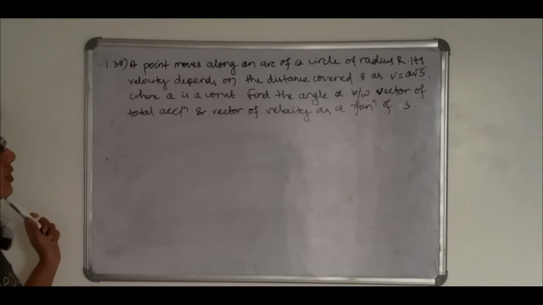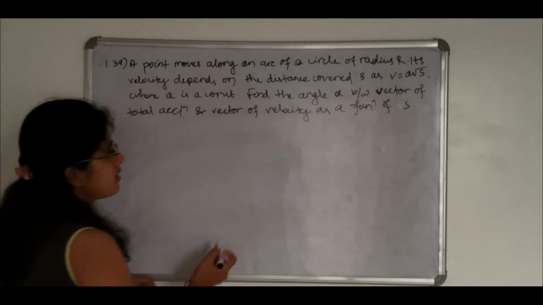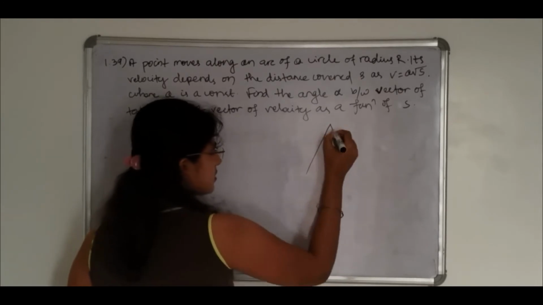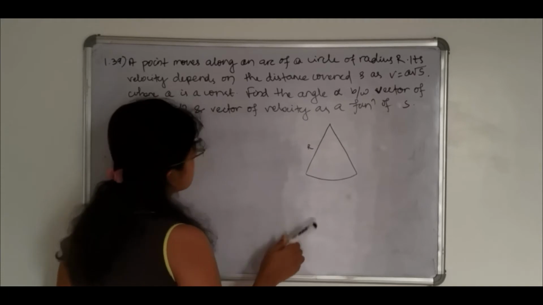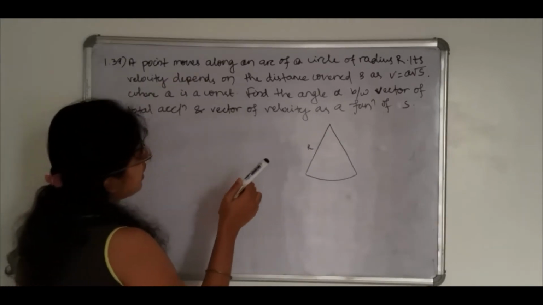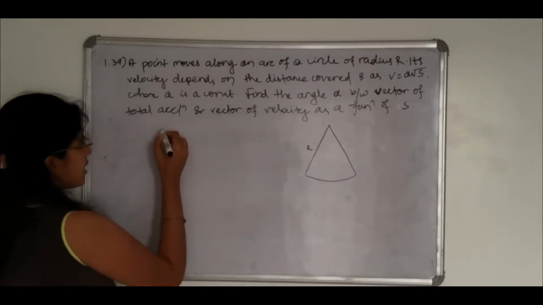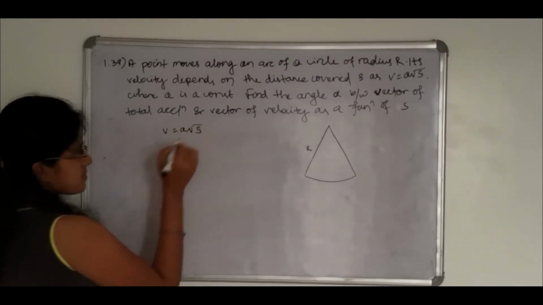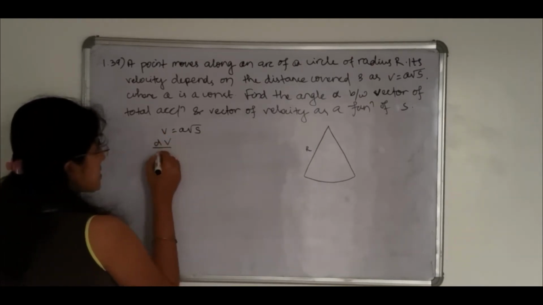Find the angle alpha between the vector of total acceleration and the vector of velocity as a function of s. Let us consider this is an arc and this is the radius of this circle, and its velocity depends on the distance covered s as v is equal to a into root over of s. So how can we find the tangential acceleration?